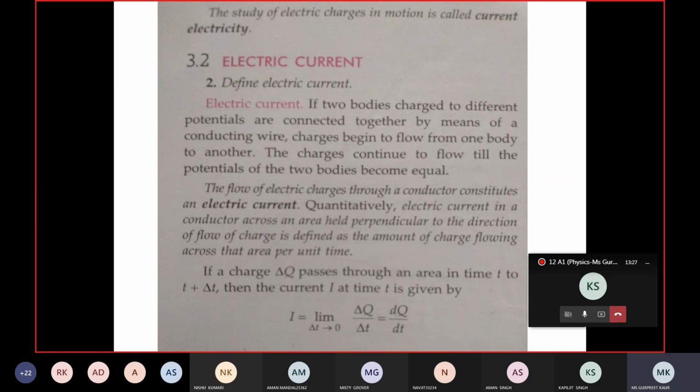Or you can say, if you have two bodies which are charged to different potentials, and these two bodies are joined, or connected together by means of a conducting wire, what happens? Charges will begin to flow from one body to another. And the charges will continue to flow till the potentials of the two bodies become equal.